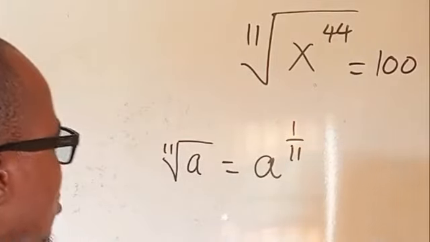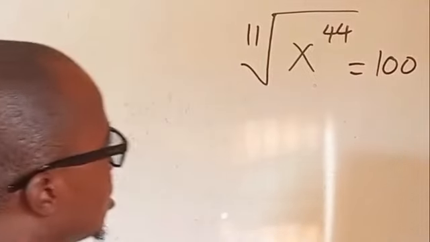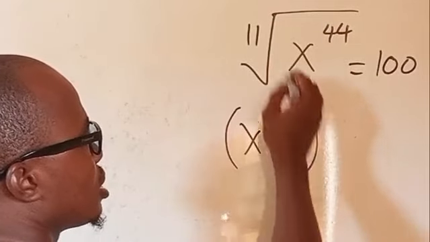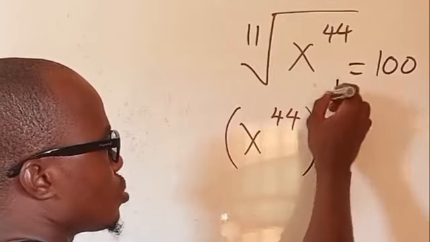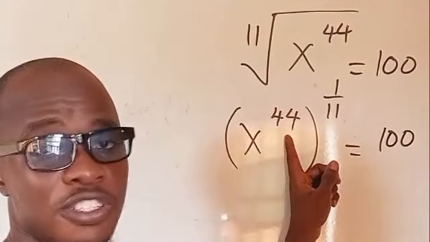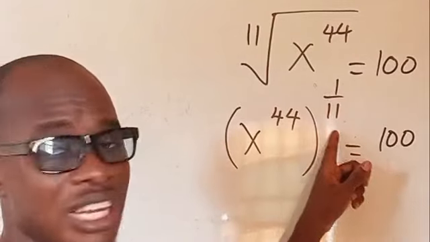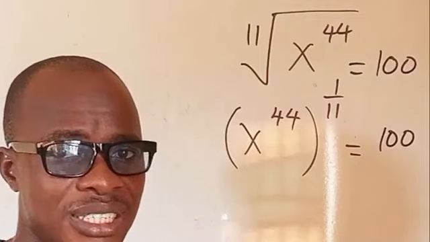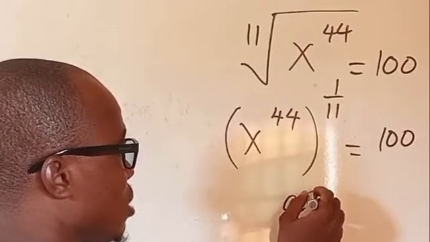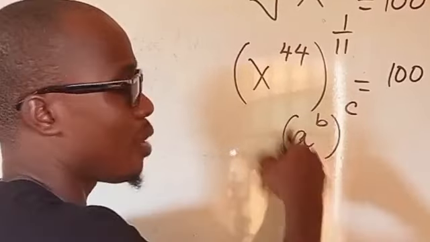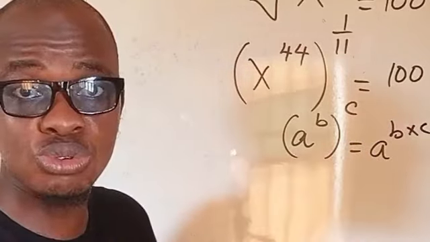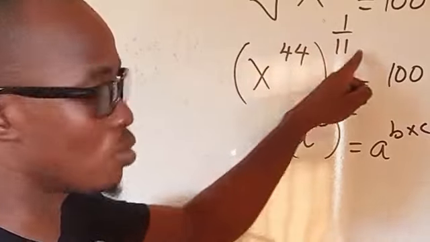Understood? Okay, so now we change this: we have x to the power of 44, then this 11th root will turn to 1 over 11, equals 100. You know that this 44 is a power inside the parentheses, and 1 over 11 is also a power outside the parenthesis. From the law of indices again, if you have a to the power of b, and another power c outside, this will be b times c. You're going to multiply the two powers together. So that's what we are going to do here.